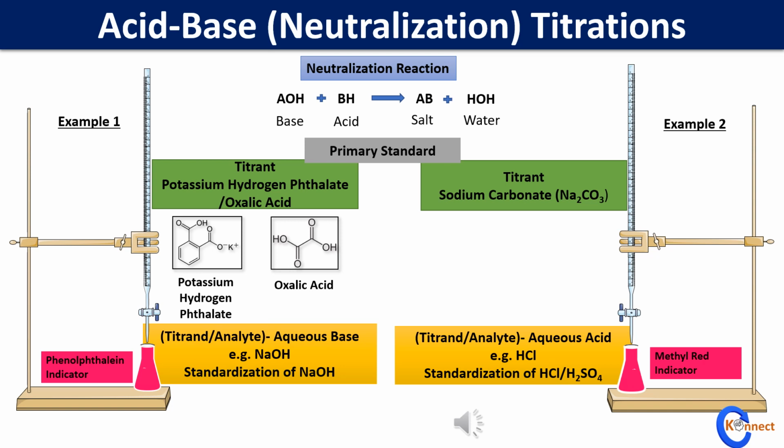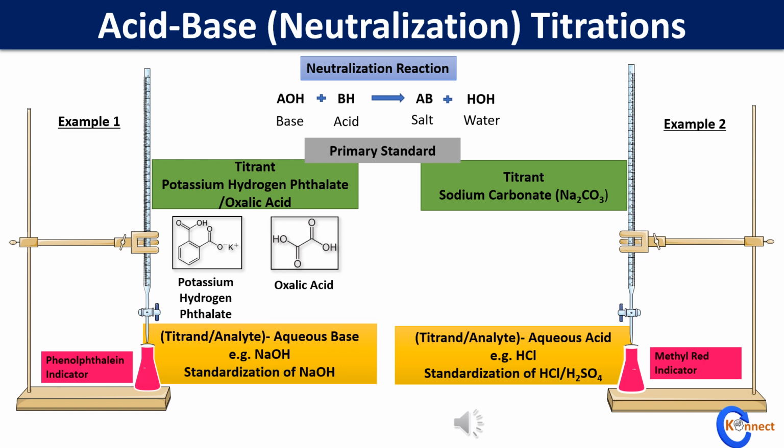In this case, NaOH is an analyte, as we are finding out its strength or concentration, and is taken in conical flask. Potassium hydrogen phthalate or oxalic acid act as a titrant, as their concentrations are exactly known to us. Apart from titrant and analyte, we need an indicator which will let us know about endpoint. Phenolphthalein is used as indicator in this case, and colorless to pink color of phenolphthalein indicates the endpoint.